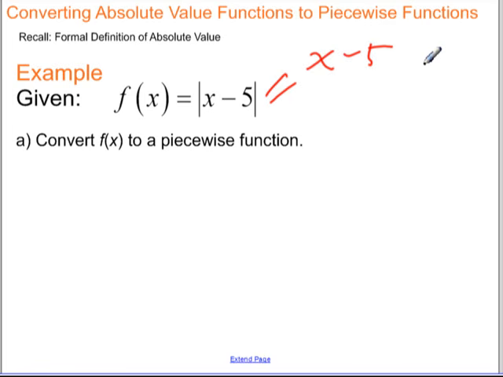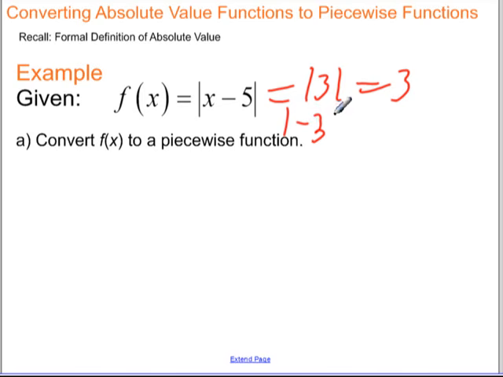So for example, if you plugged in 8, you would get 8 minus 5, the absolute value of 3, which is just 3. But if you plugged in, let's say, 2, you'd get the absolute value of 2 minus 5, which would be negative 3, which would be the opposite of negative 3. So when the number inside the absolute value goes negative, you get the opposite of whatever it is you started with, right? So that's what happens.